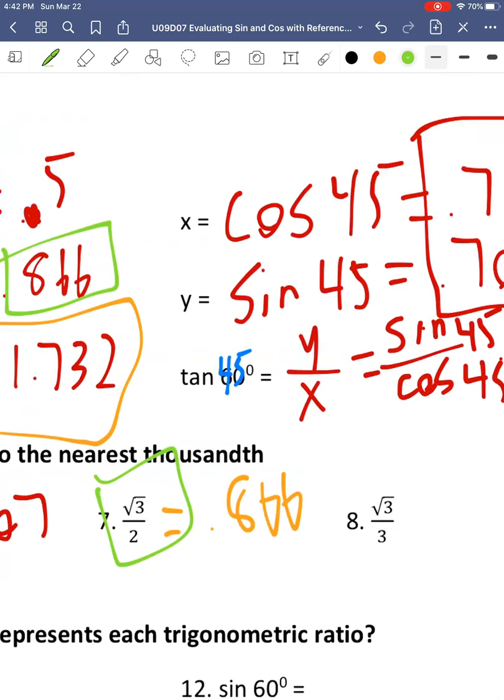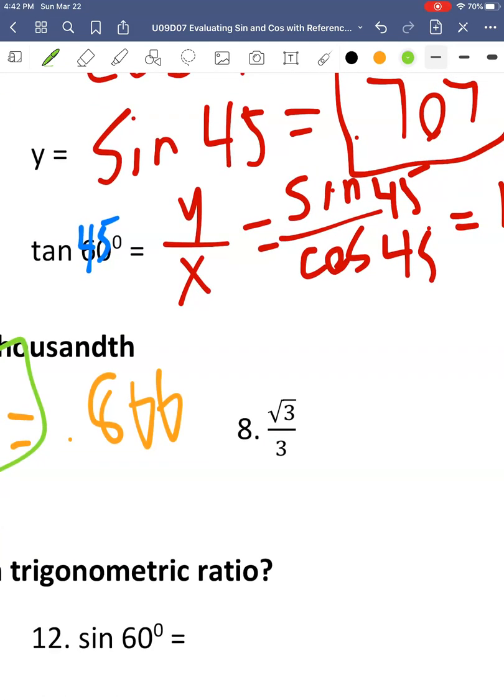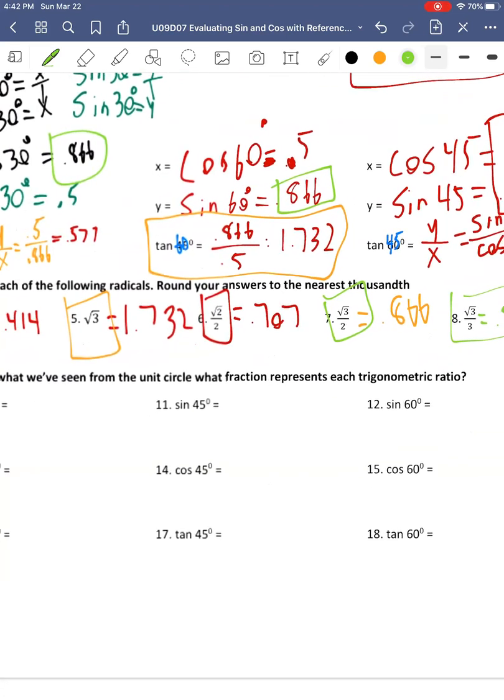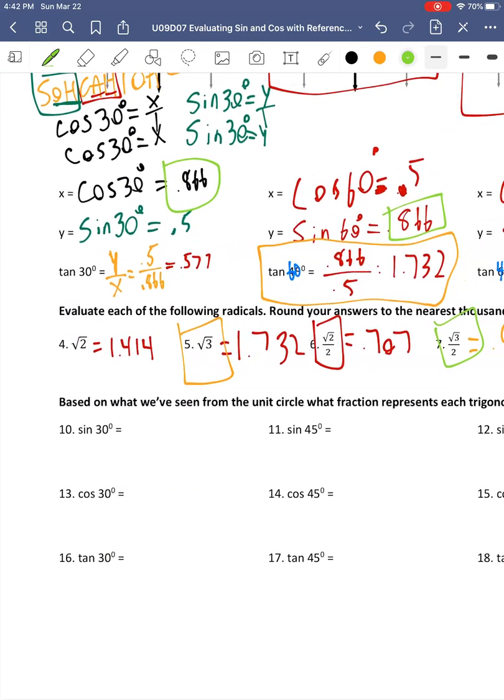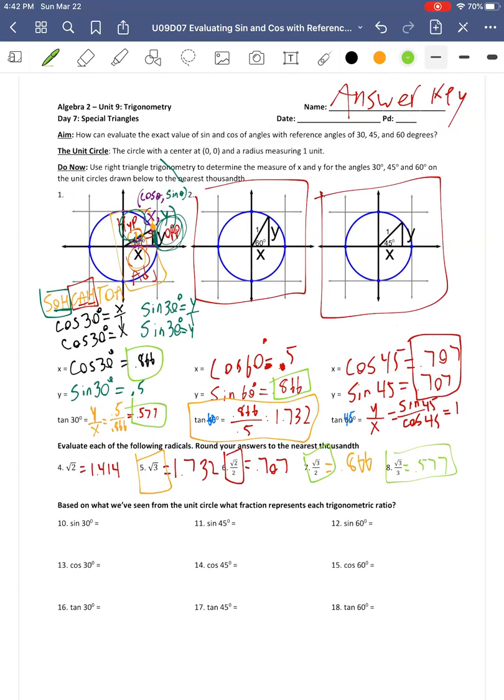And lastly, radical 3 over 3 is equal to 0.577, which you will notice is equivalent to the tangent of 30. So the tangent of 30 is actually equal to radical 3 over 3, and the tangent of 60 was equal to radical 3. None of them were equal to radical 2, and you'll see why that is in a moment.